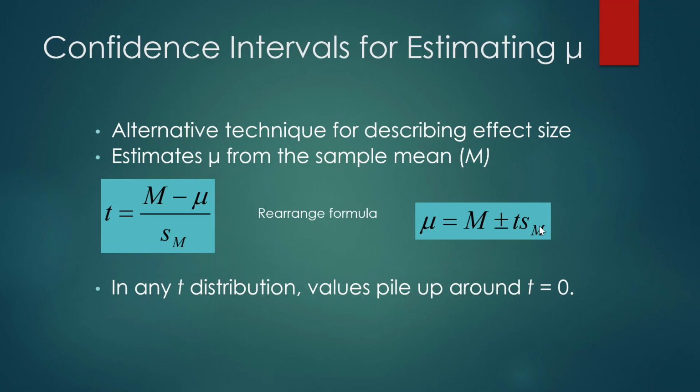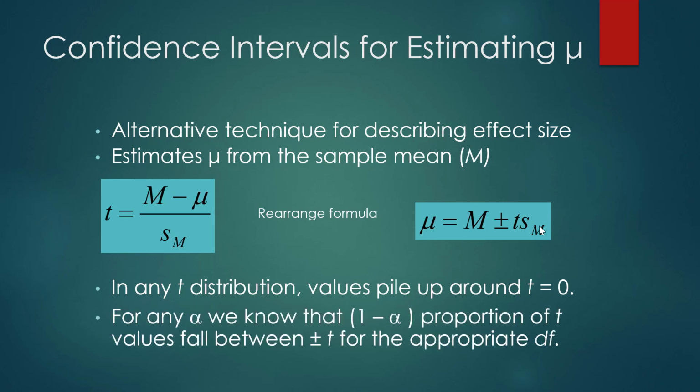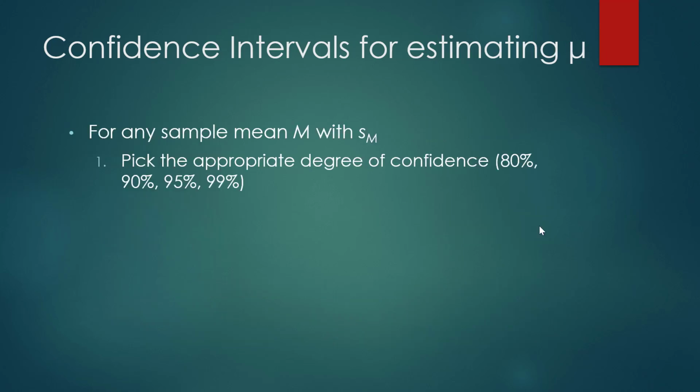So in any t distribution, values tend to pile up around where t is 0. And for any alpha, we know that 1 minus alpha, the proportion of t values, fall in between plus and minus t for the appropriate degrees of freedom. So this is how we're going to calculate our confidence interval. For any mean with a standard error, we have a certain mean, and we know the estimated standard error of the mean, we're going to pick an appropriate confidence interval.